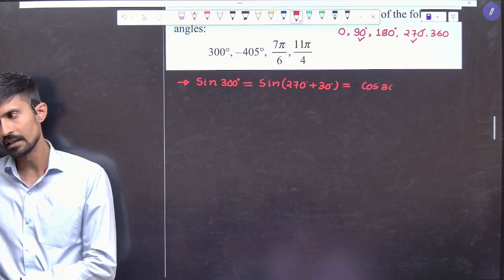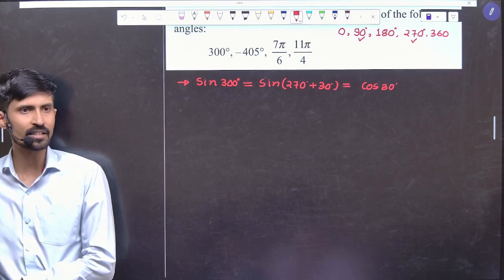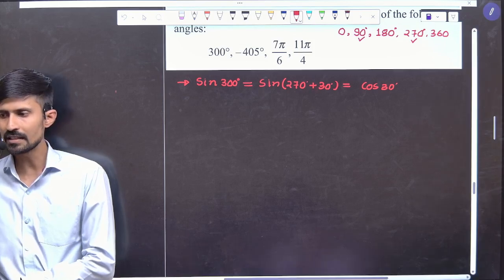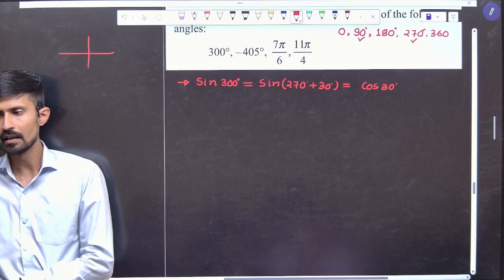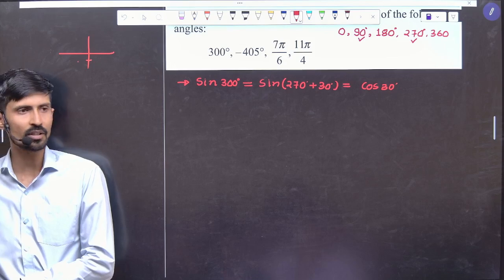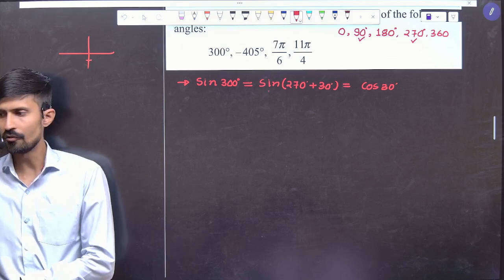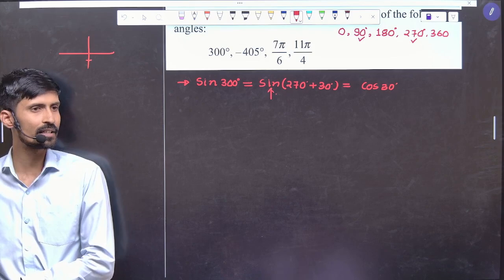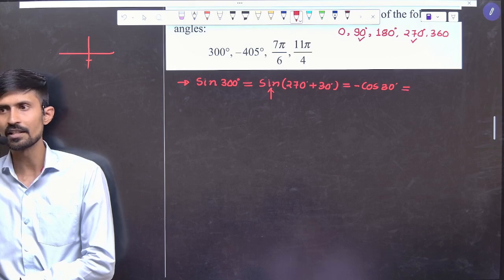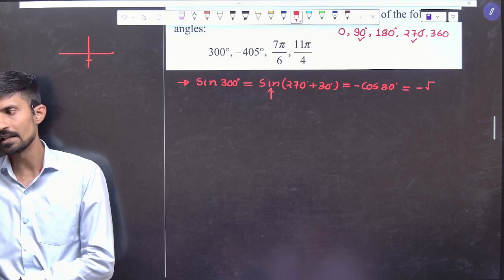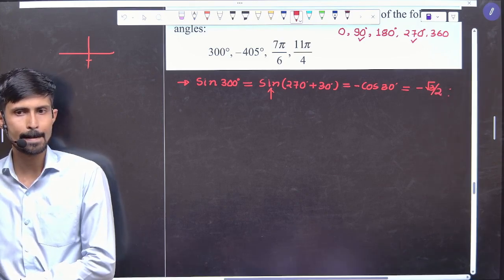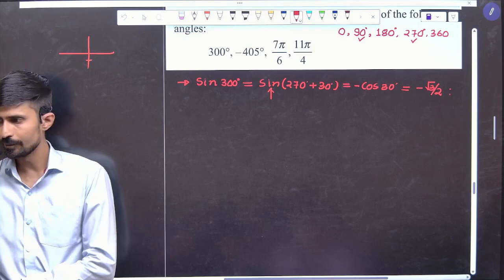30 degree. Now tell me, 270 plus 30, which quadrant? 270 plus 30 will be fourth quadrant or third quadrant? So in the fourth quadrant, is sine positive or negative? So this will become minus sign, and this will become minus cos 30, which means minus root 3 by 2. Okay? Same.